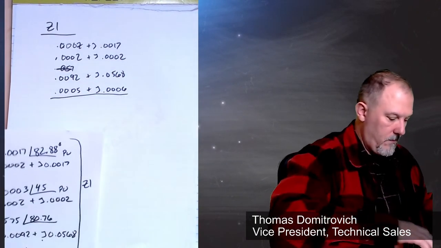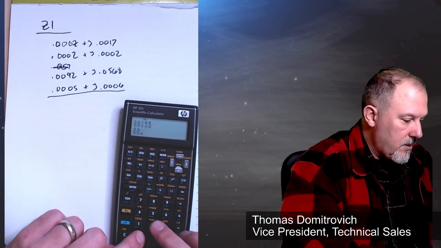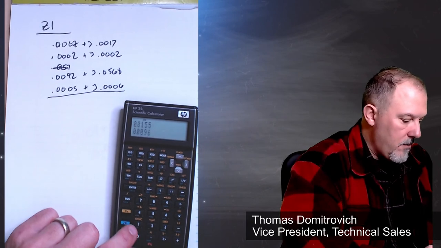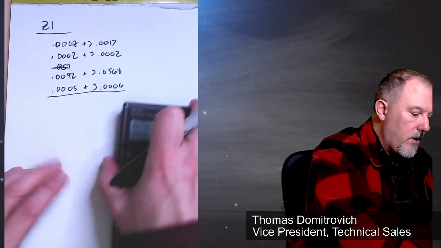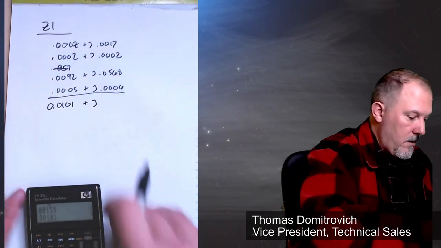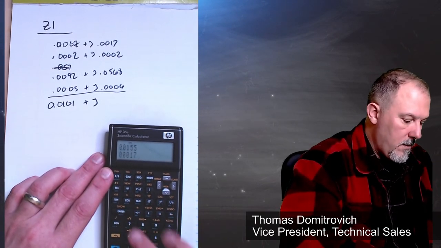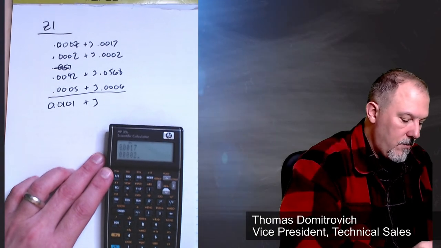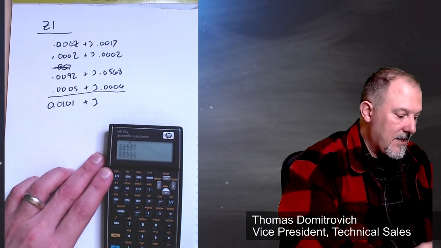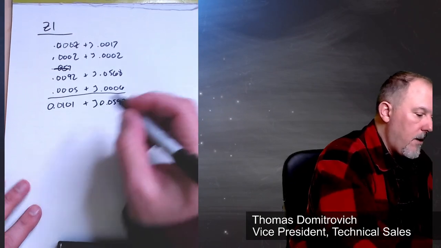Z1, and I know we did it already, but I don't have it. 0.0002, 0.0002, 0.0092, 0.0005, 0.0101. I remember that number. 0.0017, 0.0002, 0.0568, 0.0006, 0.0593. That's Z1.